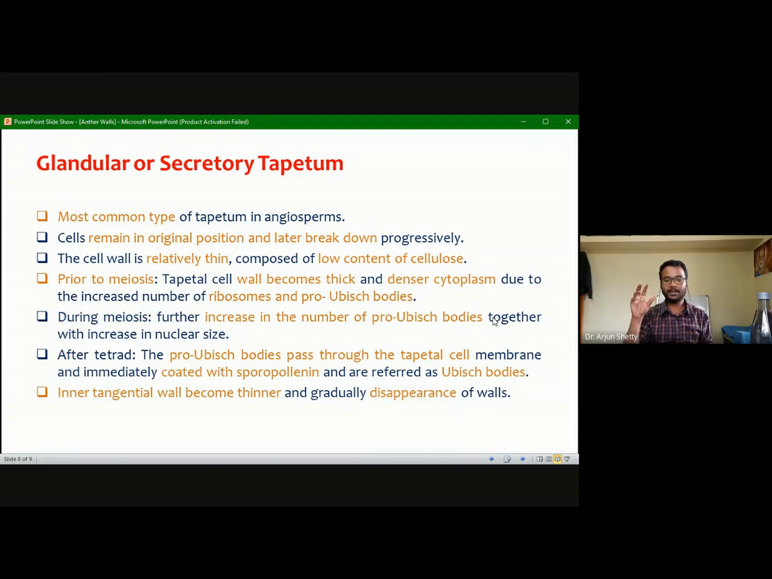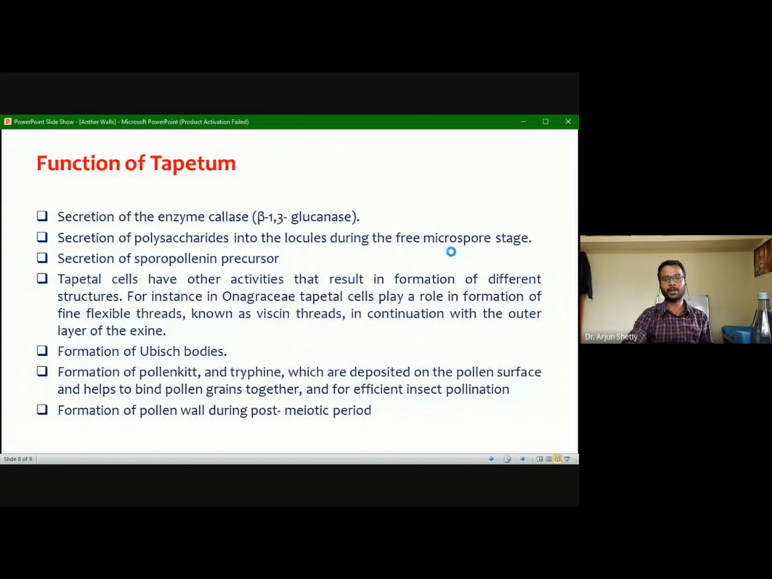They get complexed with the sporopollenin, and that sporopollenin along with the pro-Ubisch bodies will be called Ubisch bodies. Finally, we are going to see a thin reduction in the thickness of the inner tangential wall, and gradually it is going to disappear completely. It will break down, and these Ubisch bodies will be settled or attached to the pollen grain.